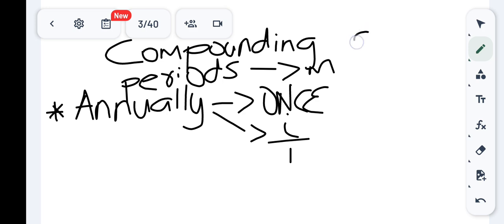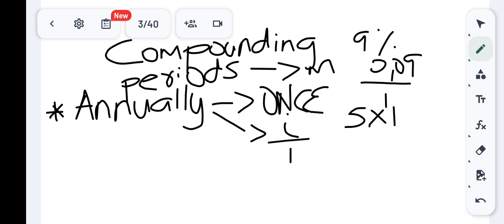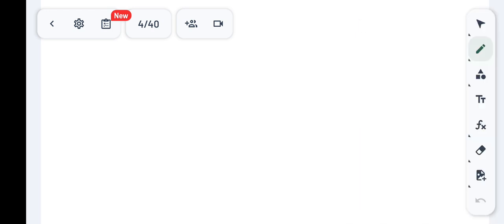Let's say it's 9%. So if it is 9%, it's 0.09. And then if they are saying this is compounded annually, then you will divide 0.09 by 1, which is 0.09. And then after that, you will multiply by the number of years that will be given to you. Maybe let's say 5 years. Then you will multiply 5 by 1. That's what I'm saying. But to make things very simple, let's do it like this.